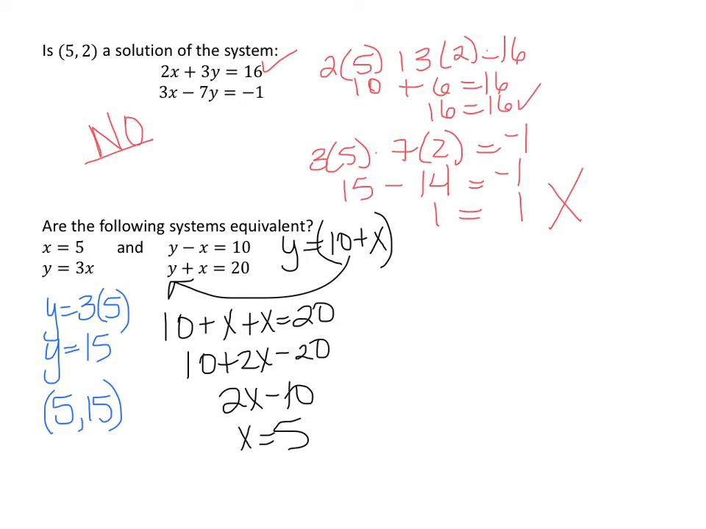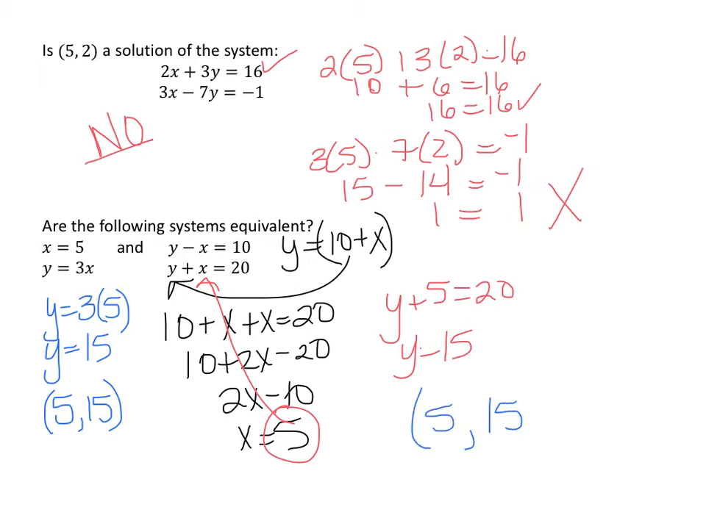So the x value on this system is 5. I then have to plug 5 in to either one of those equations. It doesn't matter, and for x. So y plus 5 equals 20. So the solution on this system is 5, 15. So these systems are equivalent.